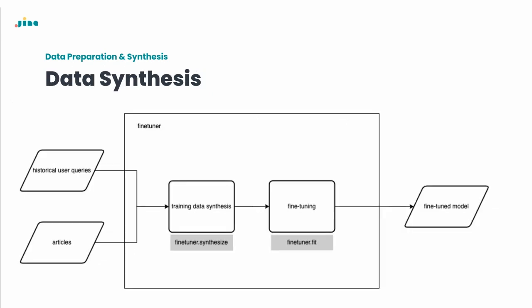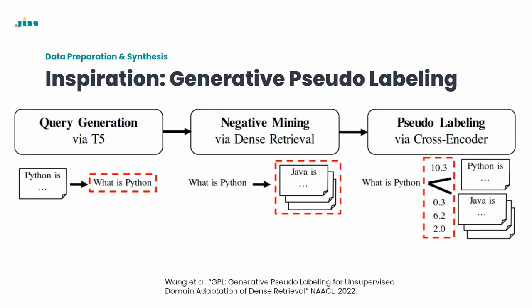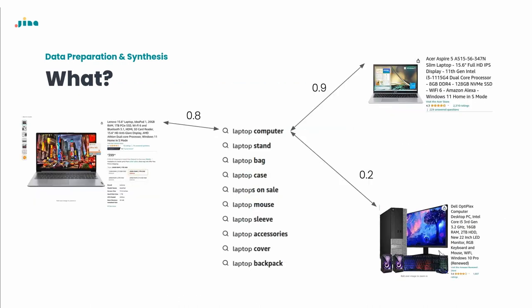OK, so I showed this image in the beginning, and we cared a lot about how to fine-tune when I have my training data. Now we will talk about how I get training data if I don't have it in the first place. And this is heavily inspired by Generative Pseudo-Labeling by Wang et al. from last year. If you want to look up this paper, it's quite interesting and also inspiring. So what do we want? Ultimately, in the end, we want this.